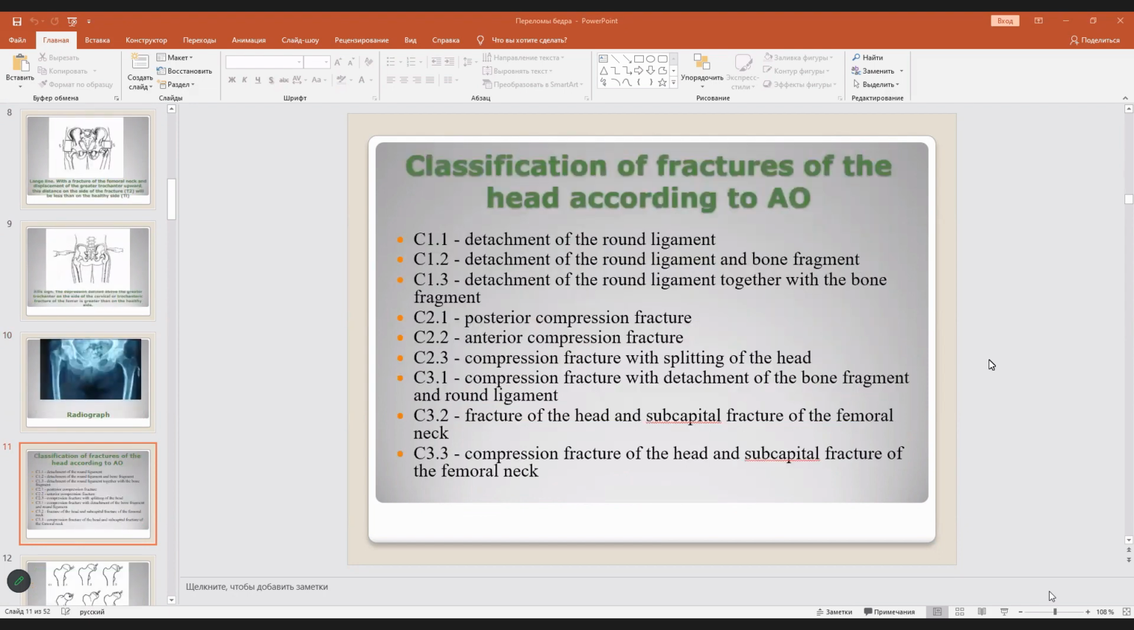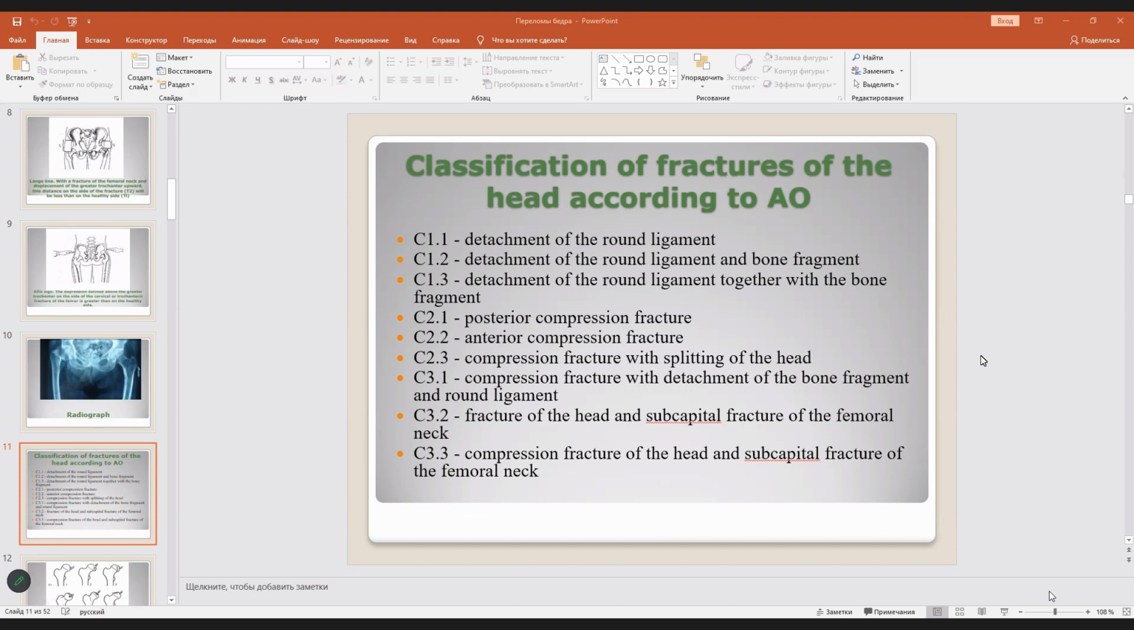Classification of fracture of the head according to the AO, Association for Osteosynthesis. C1.1, detachment of the round ligament. C1.2, detachment of the round ligament and bone fragment. C1.3, detachment of the round ligament together with the bone fragment.